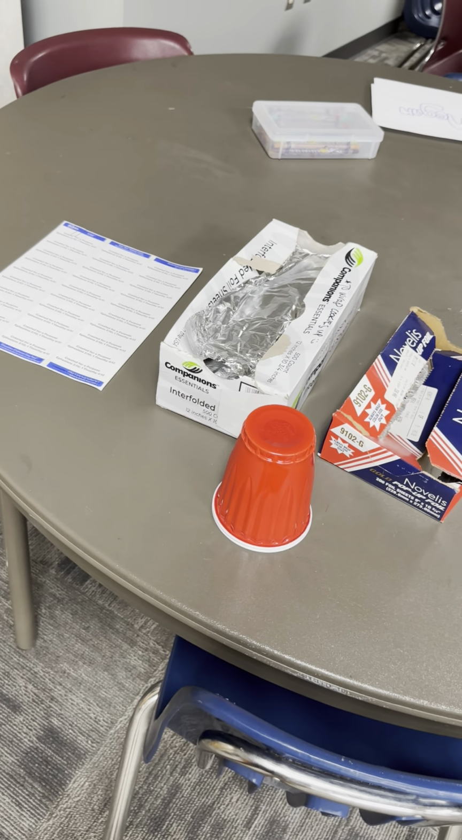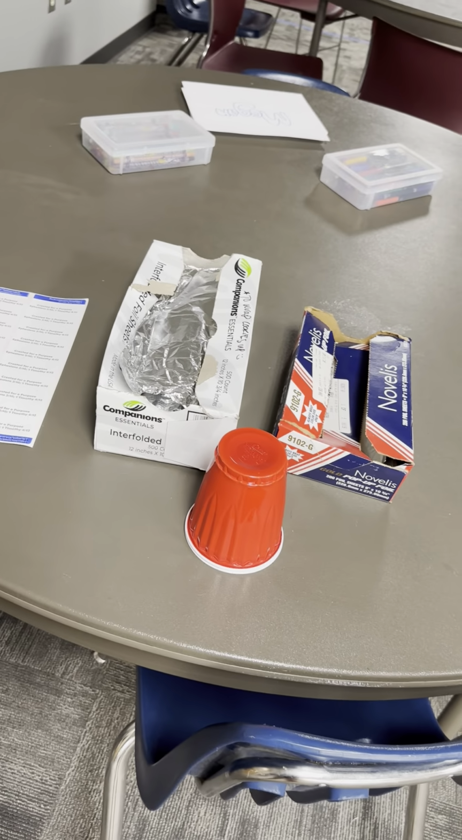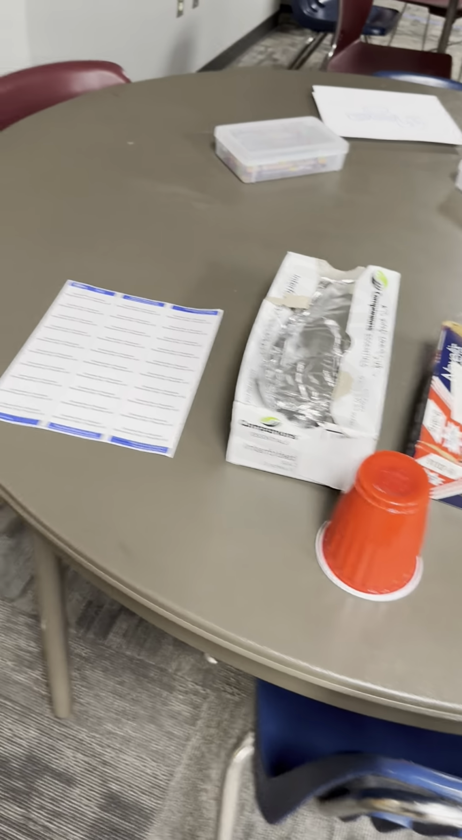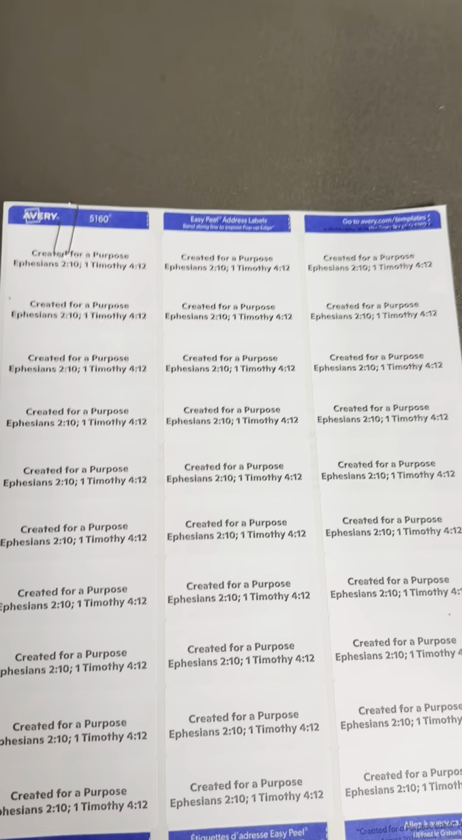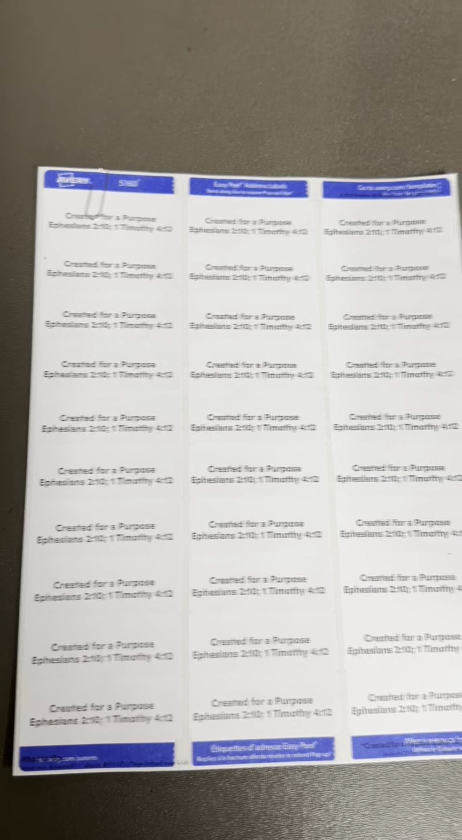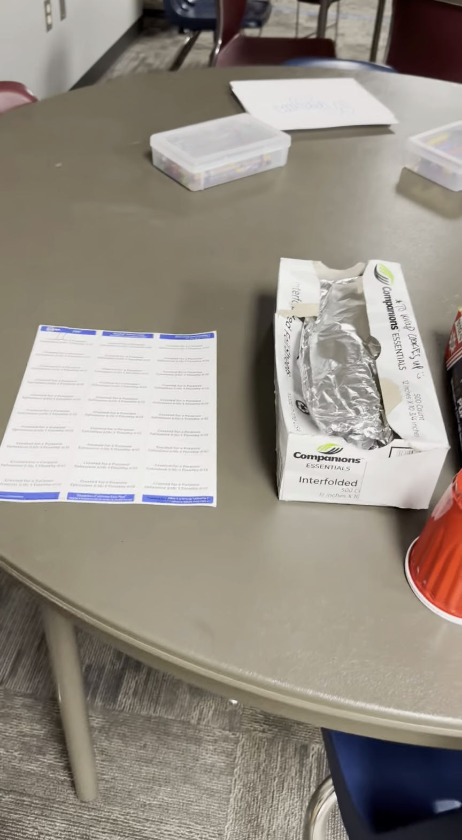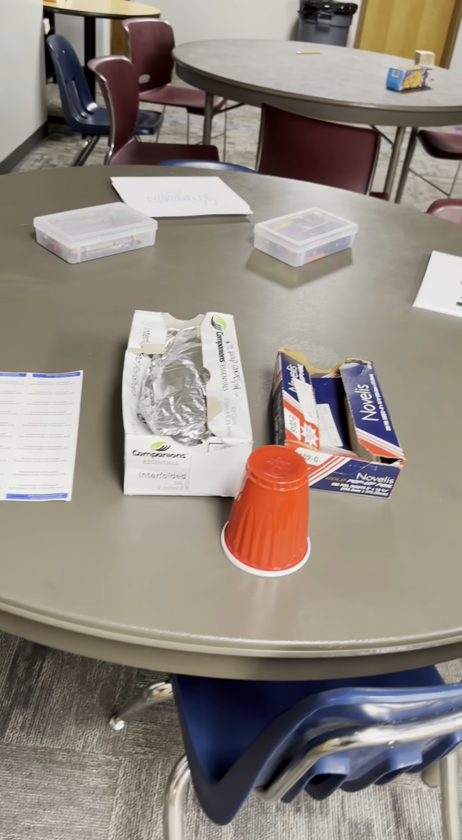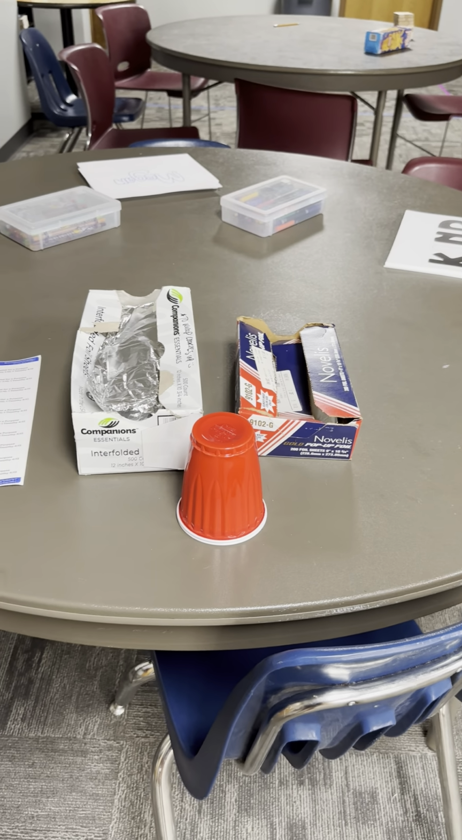It's called Create a Trophy. Back by the sink, I've got a large stack of Solo cups, and you're going to give each one of them a Solo cup. I've got tinfoil sheets, and I also have rolls of tinfoil. And then I also have a sticker for each one, and it is created for a purpose. It's Ephesians 2:10 and 1 Timothy 4:12. You're going to give them the directions and encourage them to sculpt something that represents something special about who God made them to be.